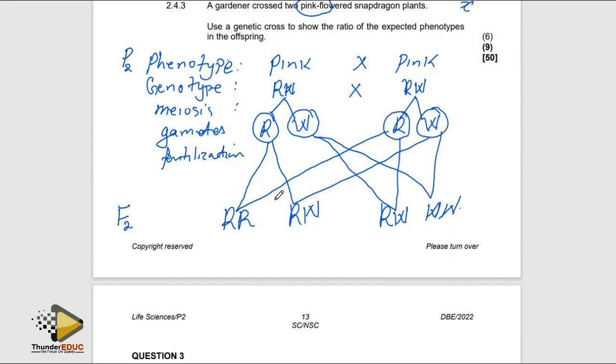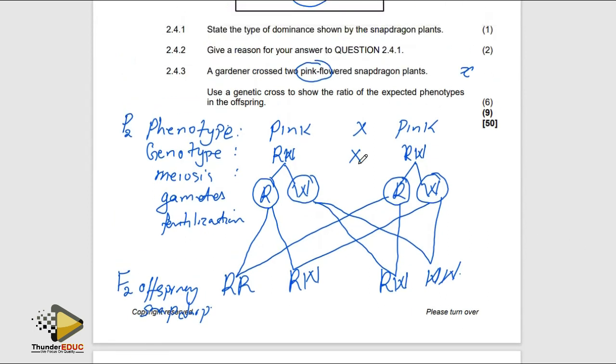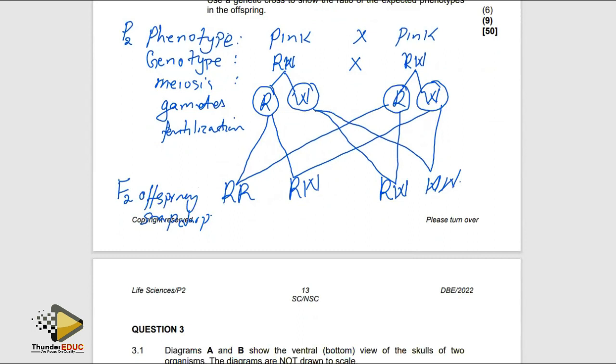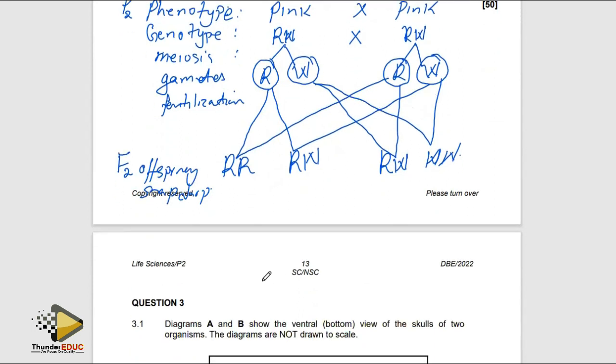So these are the offspring of the parents. So F1 offspring. What are they? They said snapdragon. It means that those are the offspring, the snapdragons. But what was the question? The question is saying, use the genetic cross to show the ratio of the expected phenotype in the offspring. So we are looking for the ratio of offspring. Okay, let's look at the ratio of the offspring.